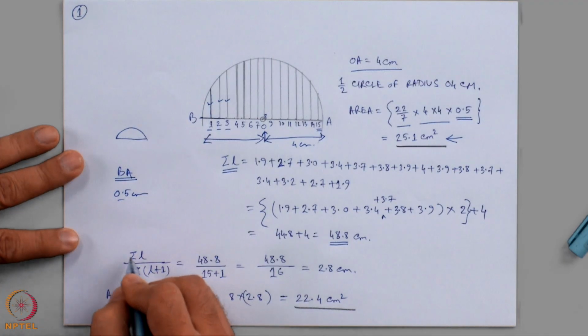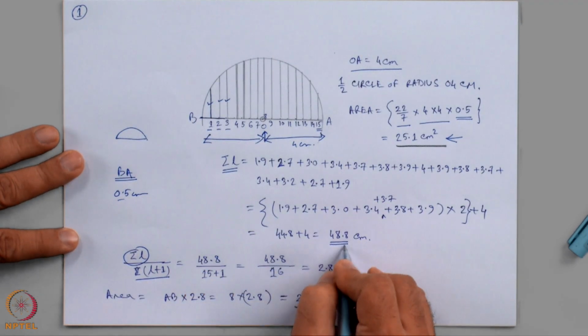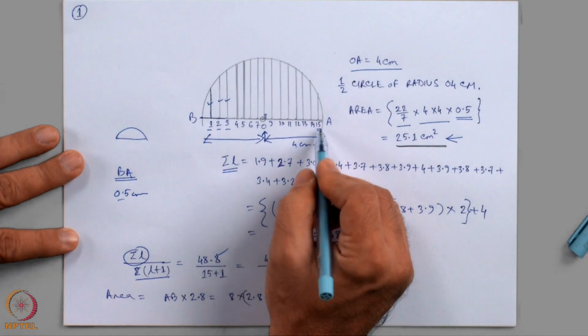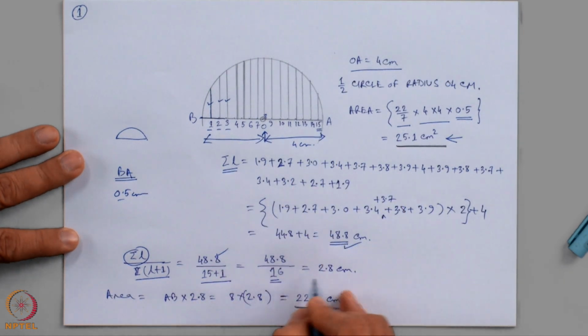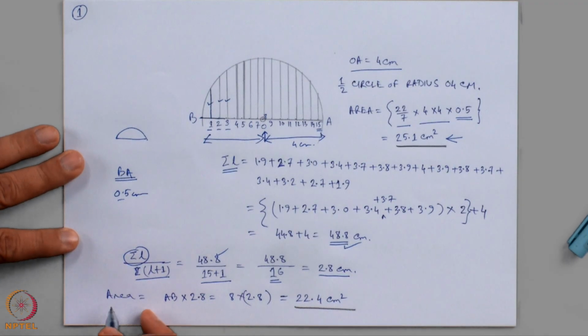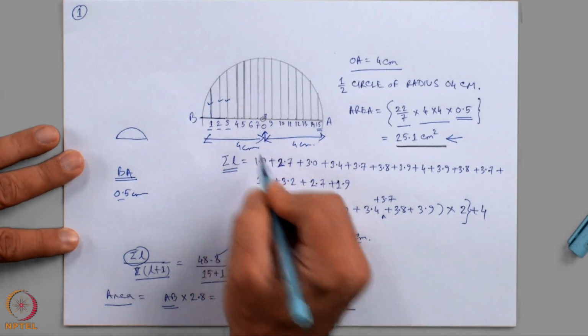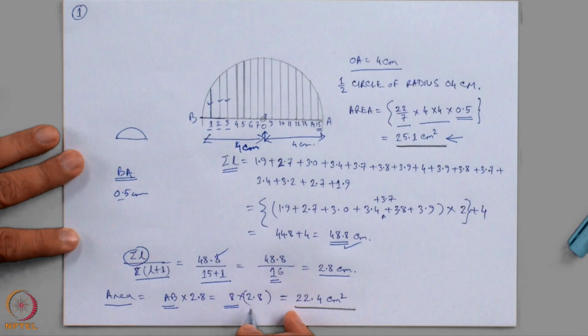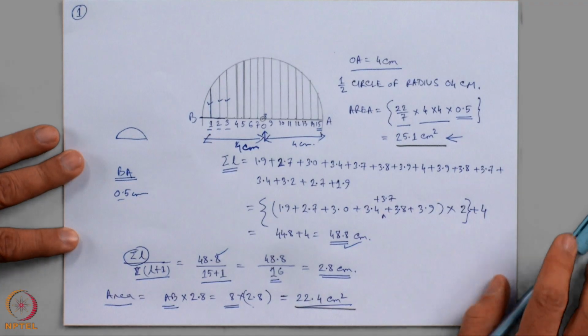The average length formula is applied, which is 48.8, and here I took 15 lines. So, divide by 15 plus 1 is equal to 16, turns out to be 2.8 centimeter. Now, applying the formula, area is given by the AB length, which is 4 plus 4 centimeter equal to 8 centimeters, multiplied by the average height 2.8, which is 22.4 centimeter square.